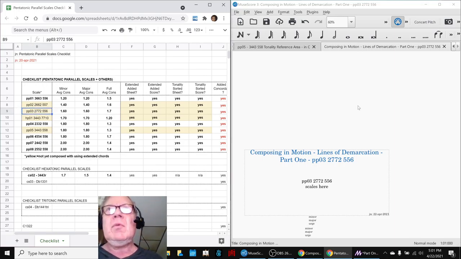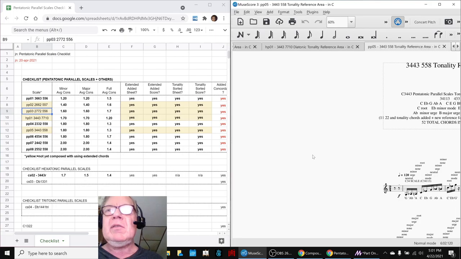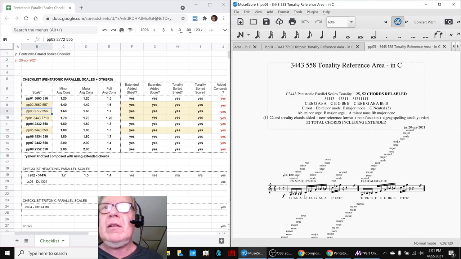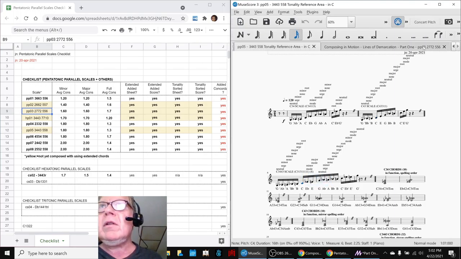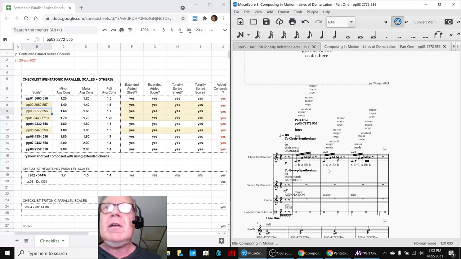And what we did is we went to the tonality reference area as one does. And then just to kind of get things launched, we played the scales that go with it. The minor, major, major, and then the full scale, and another note in there. But that's how we started.